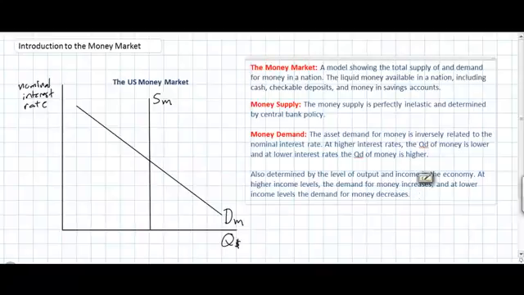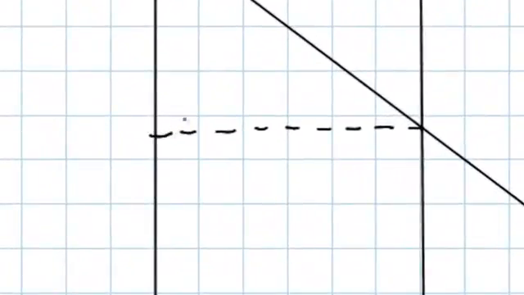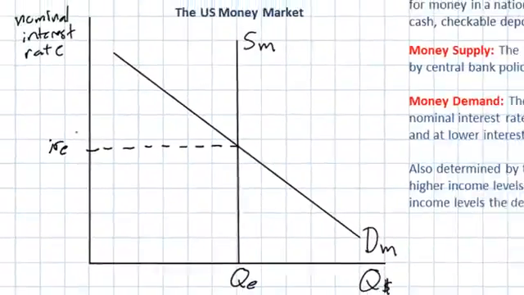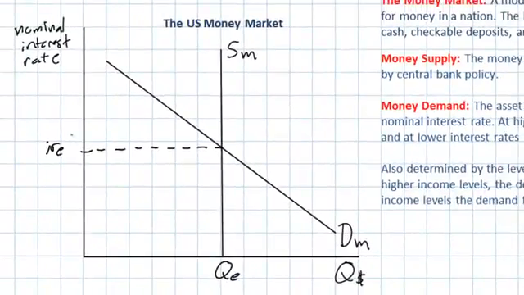So looking back at our graph, we can now see that at the intersection of the demand for money and the supply of money, we have the equilibrium quantity of money provided in the economy, and we have an equilibrium nominal interest rate. So I'll put a little IRE for equilibrium interest rate here. Now that we have our money market diagram, we can begin to see how monetary policy is going to work.